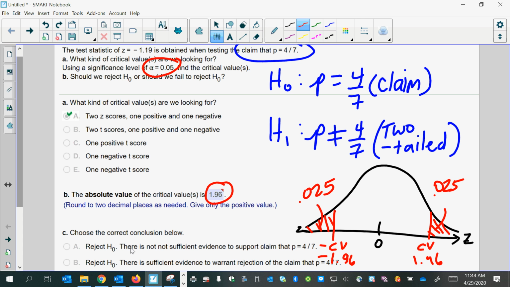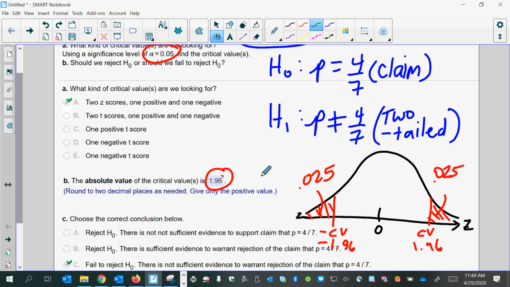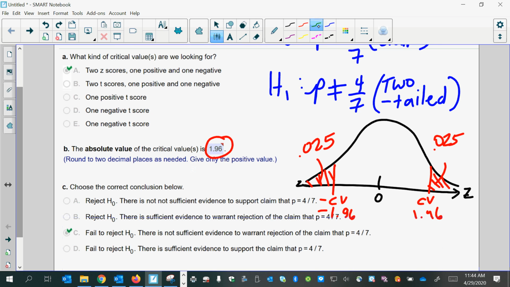But how are we going to make this decision? Well, it told us that a test statistic was obtained of negative 1.19. So let's go ahead and draw that into the picture. Negative 1.19 is to the right of the critical value on the left side. That's our test statistic, and the p-value is to the left of that.